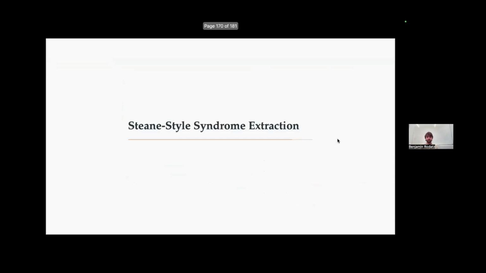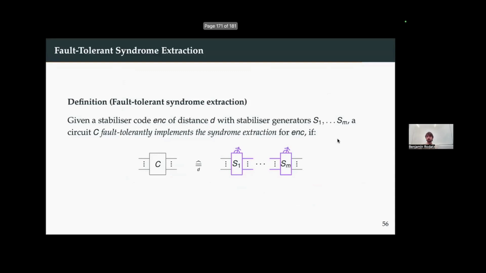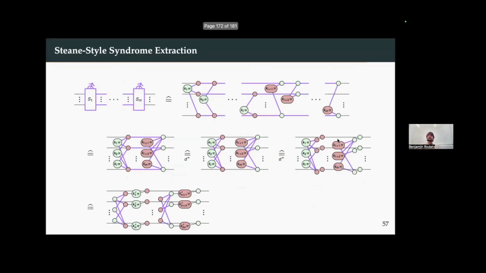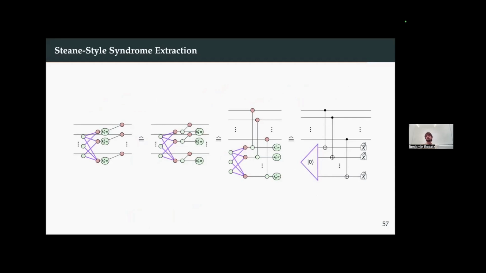Okay, because we're running out of time, I'll very quickly run through another example. Another way of solving syndrome extraction is offered by Steane, which only works for CSS codes. But once again, we can use our framework to verify the correctness of Steane-style syndrome extraction. We translate it into a fault equivalent diagram, and we fault equivalently manipulate that diagram until eventually we get the circuits proposed by Steane.